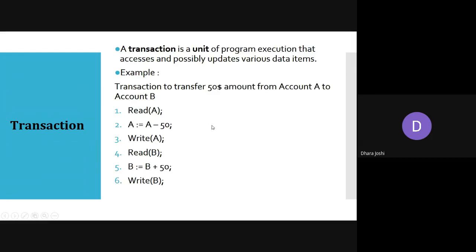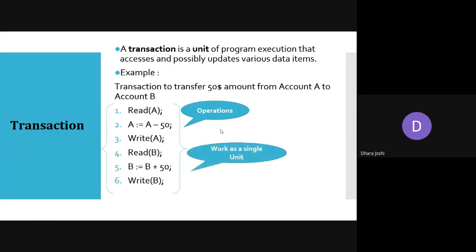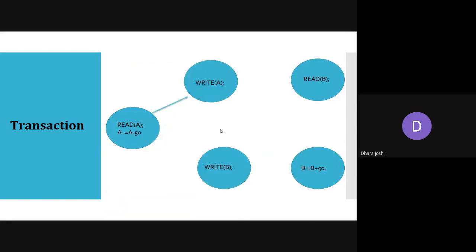We have seen one transaction like this: read A, perform some arithmetic operation on A, write A, read B, perform some arithmetic operation on B, and write B. This is the transaction for transferring $50 from account A to account B. Okay, we have covered all these things. We are just giving a little bit of introduction so that you will recall those concepts. These are all called operations, and they work as a single unit, so we can call it a transaction.